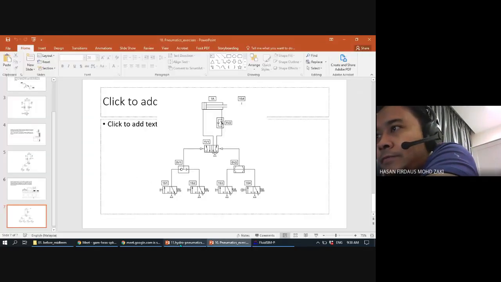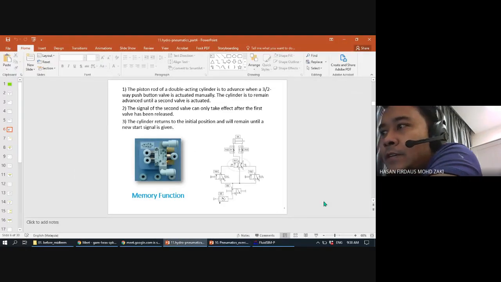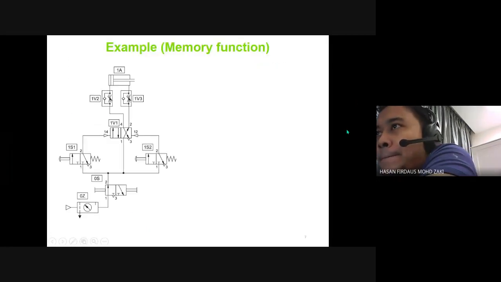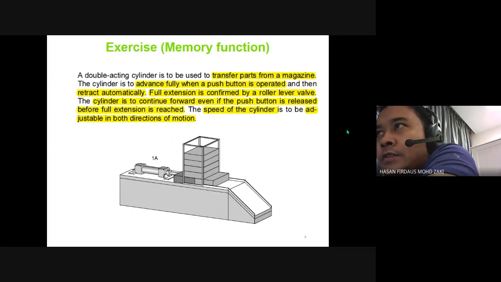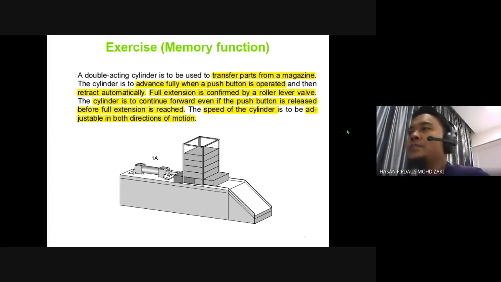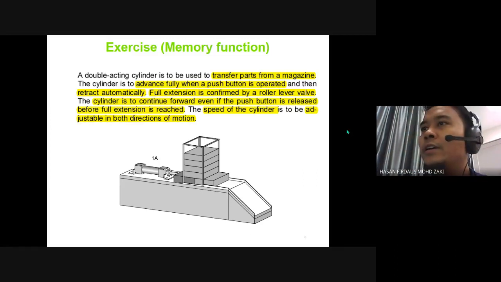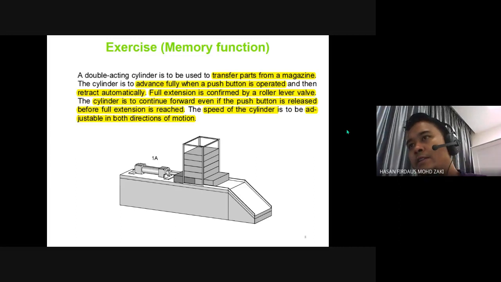Right, so that's the memory function. So this one you can go through by yourself. Okay. Let's do an exercise here. A double acting cylinder is to be used to transfer parts from a magazine. The cylinder is to advance fully when a push button is operated and then retract automatically. So this one is the same like before. When it is in full extension, it will directly retract after that.